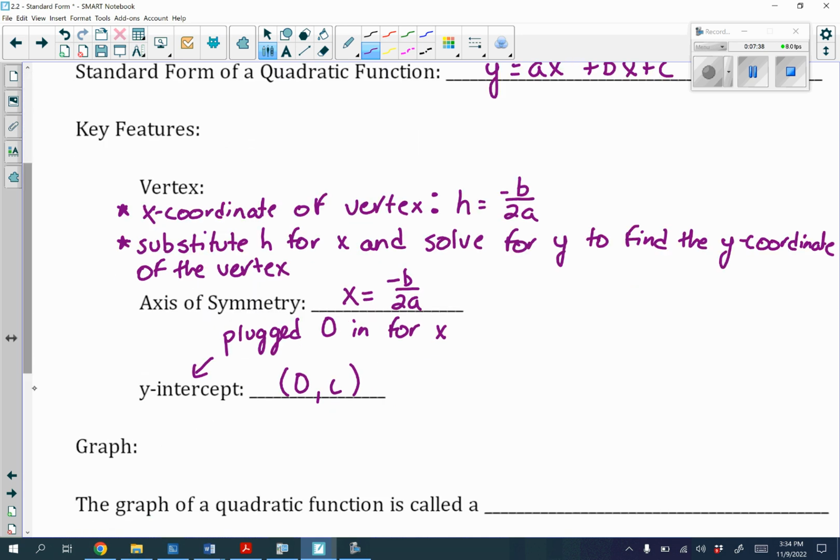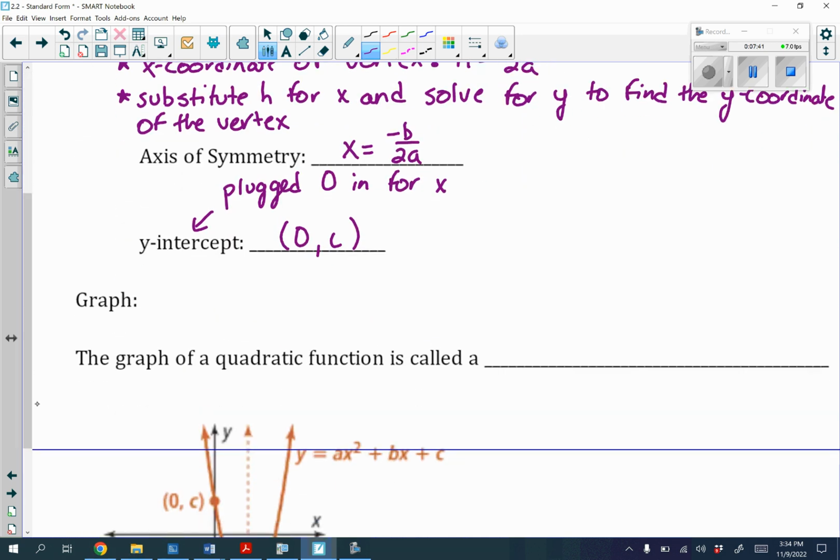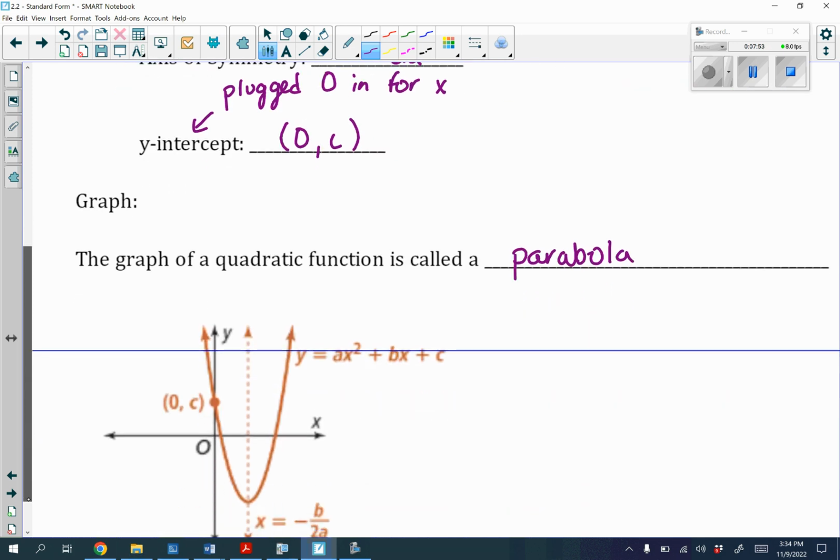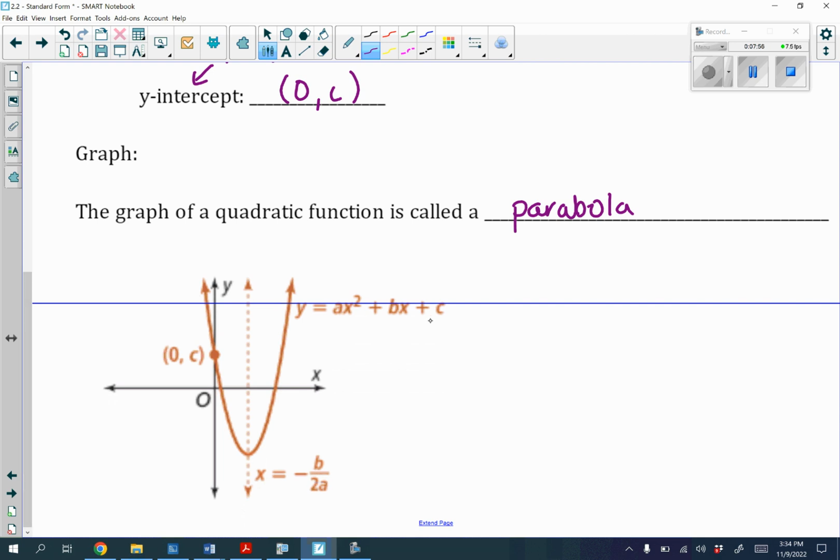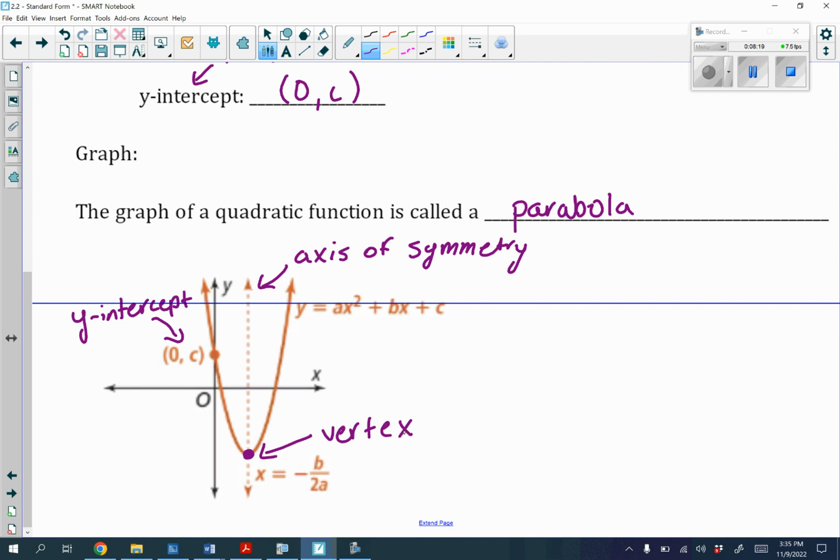Okay, so now let's talk about graph. Okay, so the graph of a quadratic function is called a parabola. So remember, we've been talking about that. Okay. And so here they kind of give you the graph, just kind of give you the information of visual. So they have the standard form, 0c, that's your y-intercept. So remember where the graph crosses the y-axis. And then we have the axis of symmetry. So remember, it's a vertical line that passes through the vertex. And so we have vertex here.